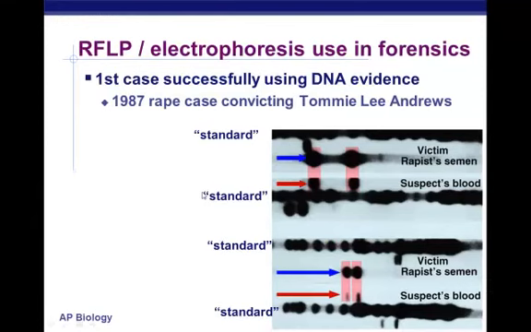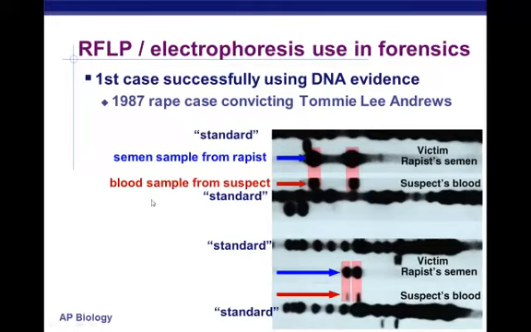One of the ways that RFLP analysis can be used is for evidence in trials, looking at crime scene evidence. And the first case was used successfully in 1987 to convict a rapist using DNA evidence. You can see the sample taken from the rapist and the blood sample taken from the suspect, comparing crime scene data versus suspect data, and you can see similarities between the patterns on the gel.